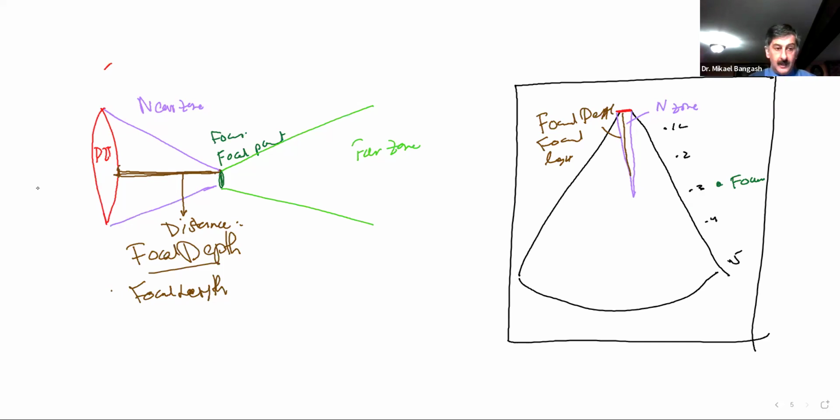And what remains is what happens after this point, or after the focal point here. This was your focal point at 3 centimeters. What's going to happen then? Well, from here and onwards, that's where you have your far zone.